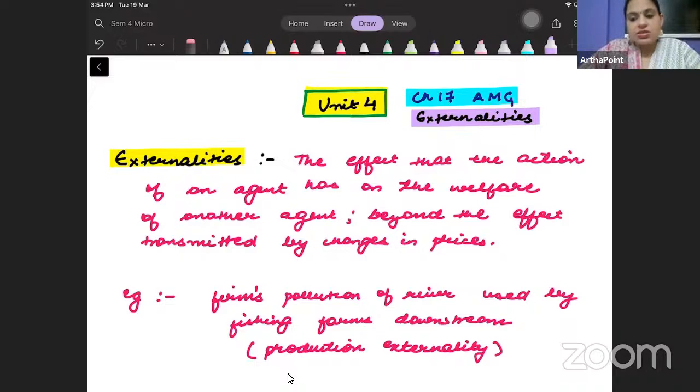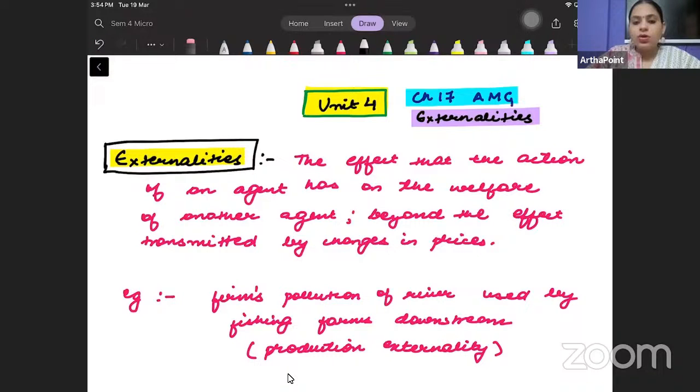So, in today's class, we will begin with the chapter on externalities. This is Unit 4 of Intermediate Microeconomics. Now, to begin with, let us try to understand the meaning of externality. Externality का क्या मतलब है? सबसे पहले हमें ये समझने की कोशिश करनी है. Externality basically is how one agent impacts any other agent without it being reflected in the market.